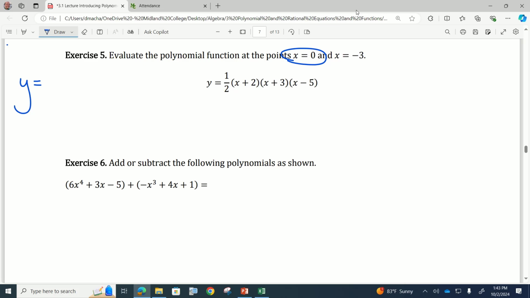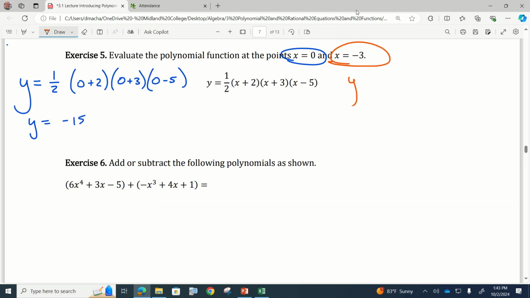And at x equals 0, we've got the case where I just rewrite my function, but I'm replacing all of the x's in my function with the number 0, because that's how we evaluate functions. And I get y equals negative 15. What about the other one?